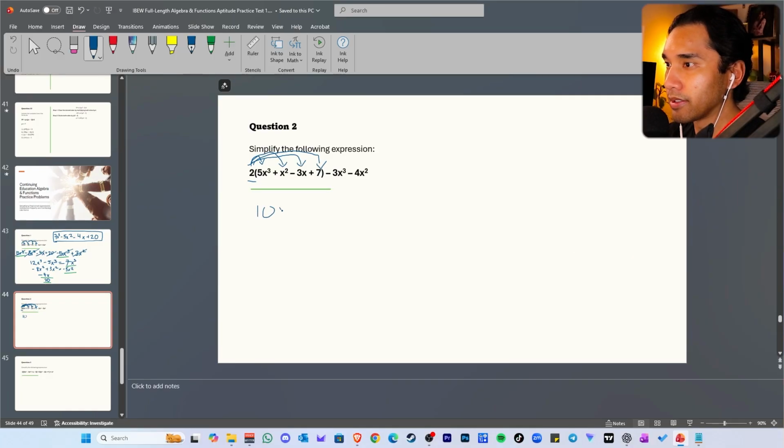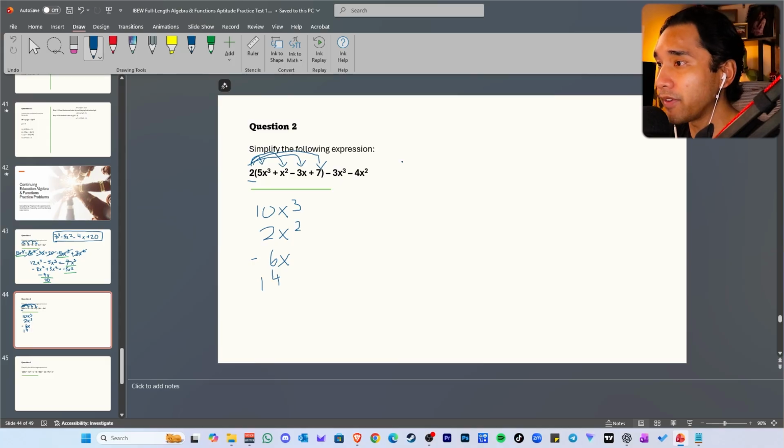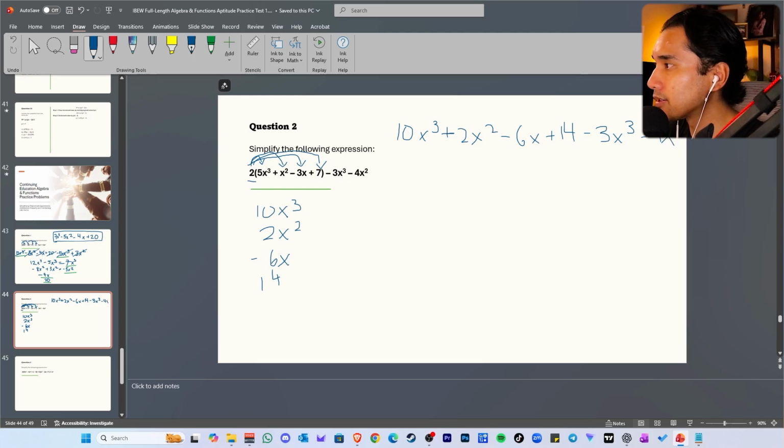2 times 5x cubed, let's do that really quick: 10x cubed. Okay. 2 times x squared is 2x squared. All right. 2 times negative 3x equals minus 6x. And 2 times 7 equals 14. All right, let's write everything down. 10x cubed plus 2x squared minus 6x plus 14. Okay, and then we're going to tag on the other part of the expression: minus 3x cubed minus 4x squared.